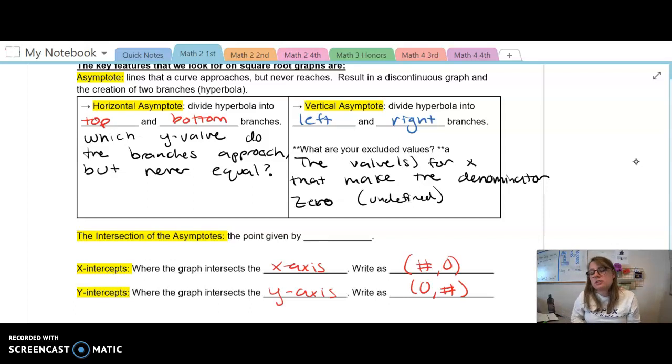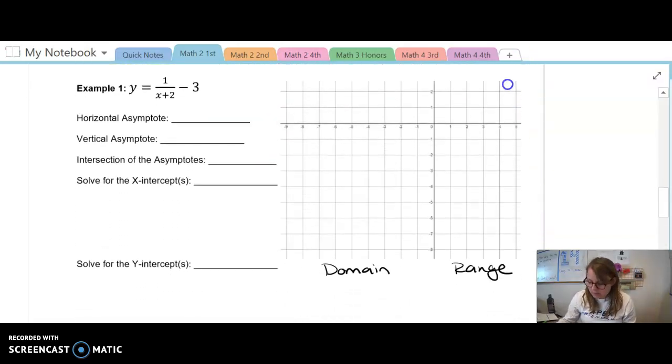So the vertical asymptote is going to be related to the x values. So what makes the denominator 0? So in our case, it was 0 for the parent function. So horizontal is y, where vertical is x. And then we have the intersection of asymptotes, pretty self-given. It's just h, k. Wherever they intersect, that's your point. So for our parent function it is 0, 0. Alright? And then you know x and y intercepts where they cross those certain axes, and we write them that way. So let's move on to our first example.